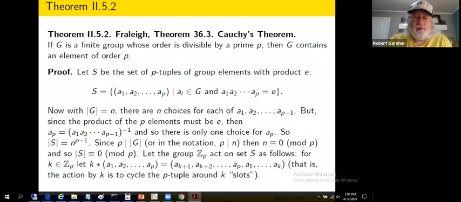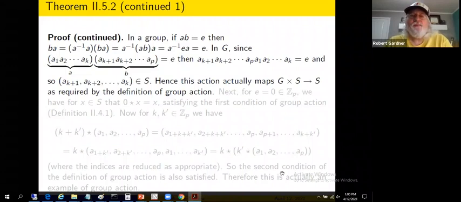Now, is this actually an example of a group action? We've got to show that. So what we're doing is cycling the p-tuple around through K slots. Imagine it as, when K equals 1, we take the first element, cut it off, and put it on the side. When K equals 2, we take the first 2, cut them off, and put them on the other side, and so forth. But is that, in fact, an example of a group action?